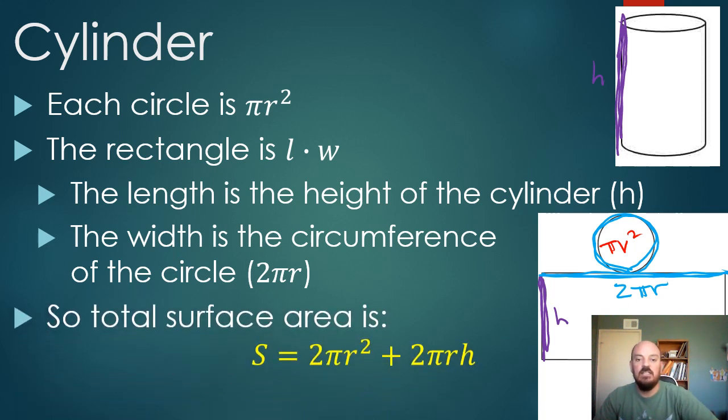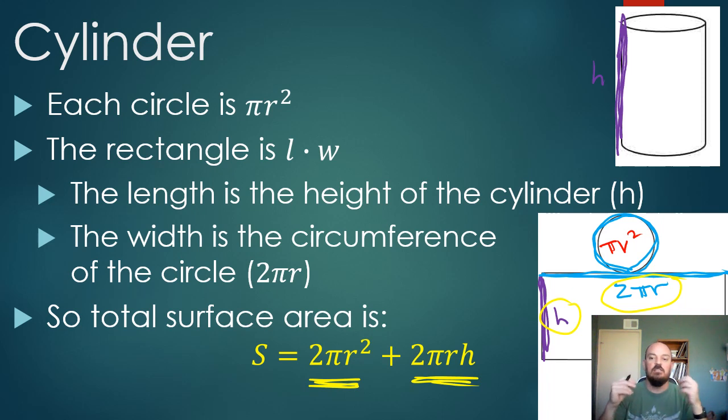So when I go to find each piece, I say, okay, well I have pi r squared plus pi r squared for the two circles. That would be 2 pi r squared. That's this part right here. Then I have to add it to the rectangle. That would be length times width. And that's where the 2 pi r h comes from.